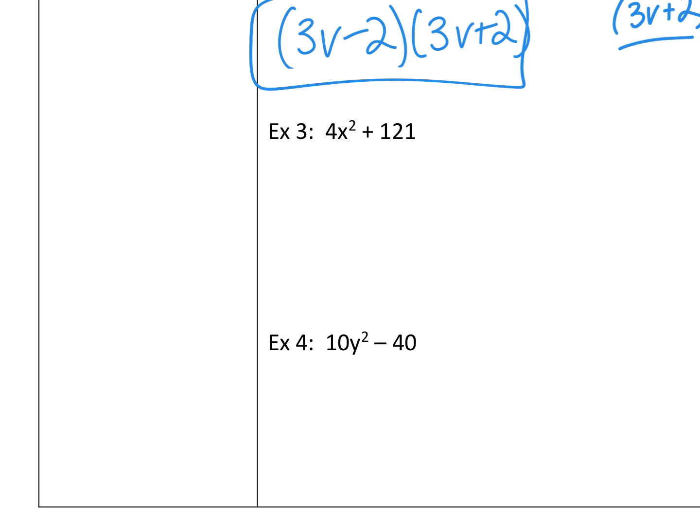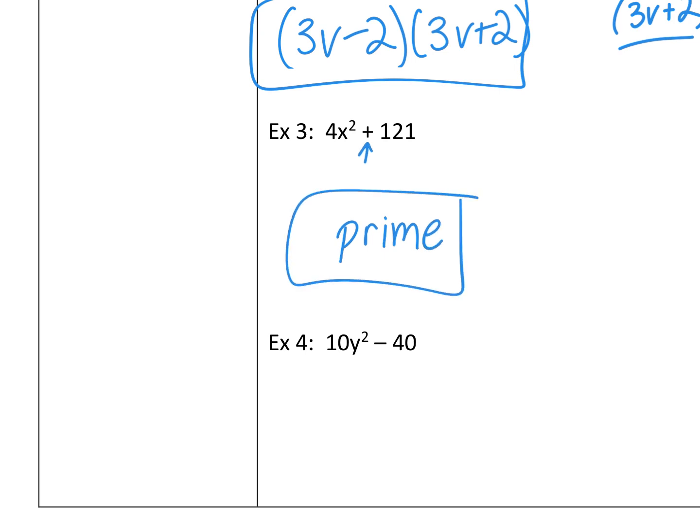Number 3: if you tried to take out a GCF, nope, didn't have one. And then we look, do we have two terms? Do we have a subtraction sign? Sure don't. They are perfect squares, but there is no subtraction sign. So this will not be able to be factored. We call it prime.